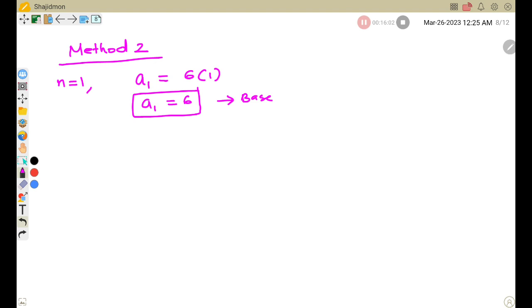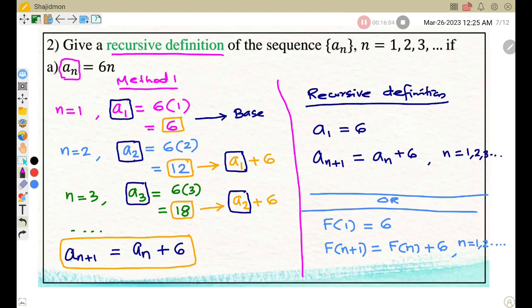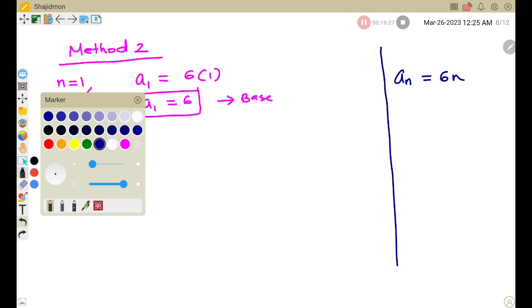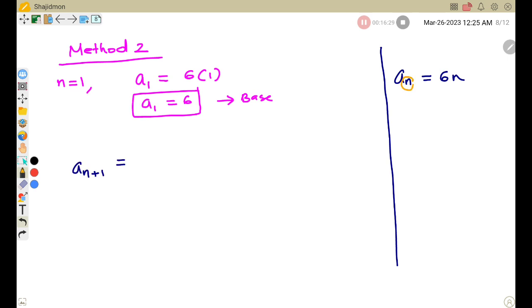Now instead of doing a2, a3, a4 like that, just start with an plus 1. Okay, generalize that one. So here an plus 1 equals. Keep in your mind, what is our an in our question? an means 6 multiply n, correct? an equal to 6 times n. Now an plus 1, what we are doing is just replace this n by n plus 1, correct?